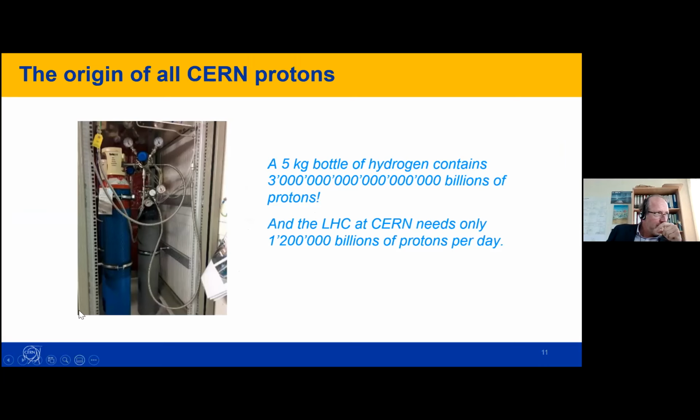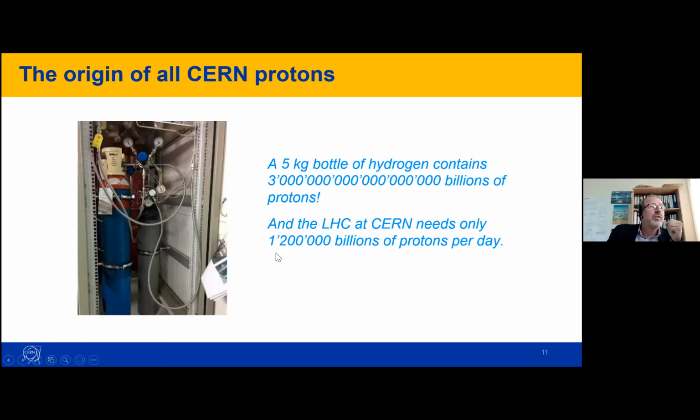which is one single bottle of industrial hydrogen, which is the blue bottle that you see here. Inside you have 5 kilograms of hydrogen that contains... Look here, I don't want to read this number, just read it on the slide. How many billions of protons are inside this bottle? This is the magic of the Avogadro number for those that are familiar with chemistry. And this is really huge.